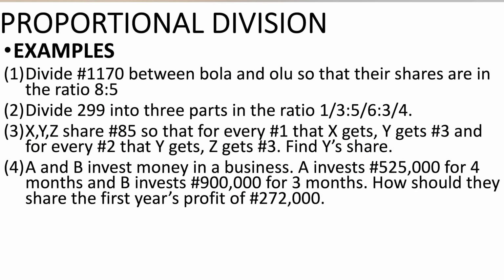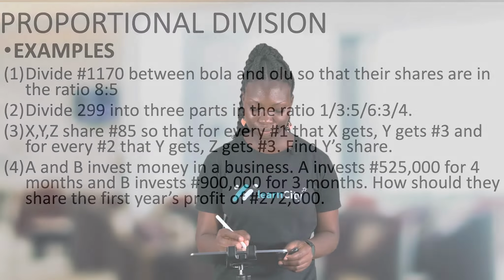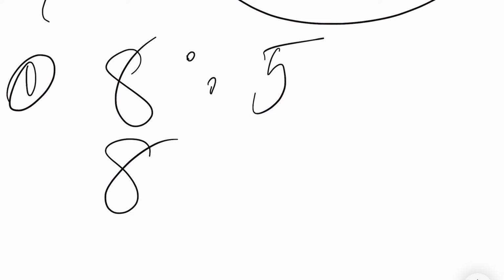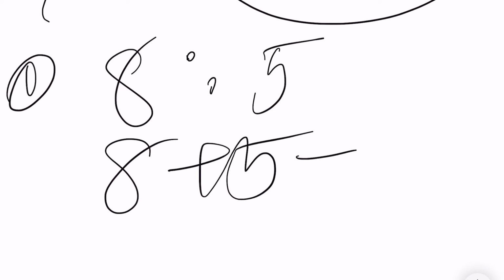Our first example says, divide 1,170 naira between Bolu and Olu so that their shares are in the ratio 8:5. Where we have a ratio of 8:5, so we have 8 plus 5 equals 13.